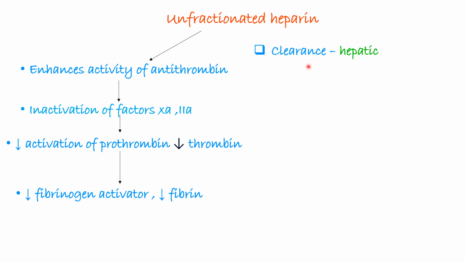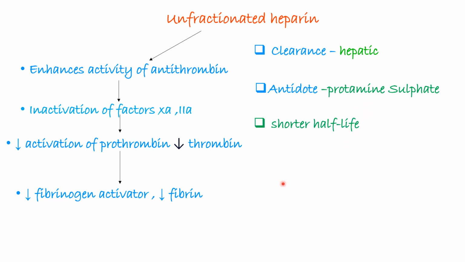In addition to that, we also see the clearance is through the liver, and it has a complete antidote or a complete reversal using protamine sulfate, and it has a shorter half-life in comparison to low molecular weight heparin. So if you have a patient who has to go to surgery, for example, tomorrow or in the next few days, then you will prefer giving unfractionated heparin in comparison to low molecular weight heparin.